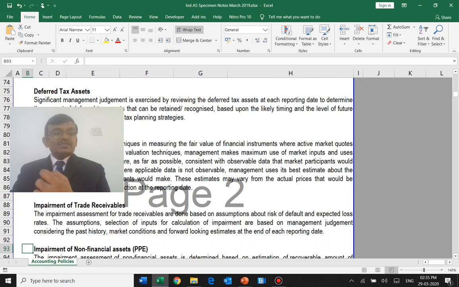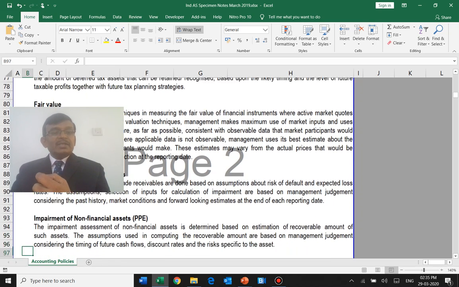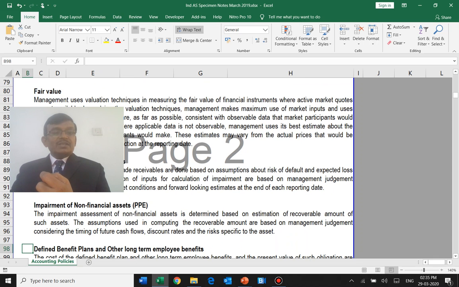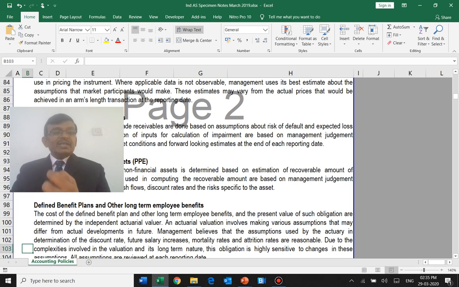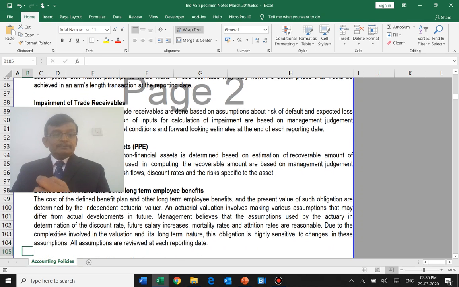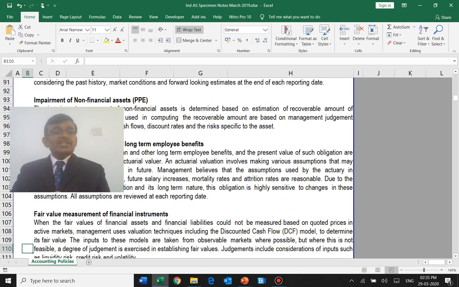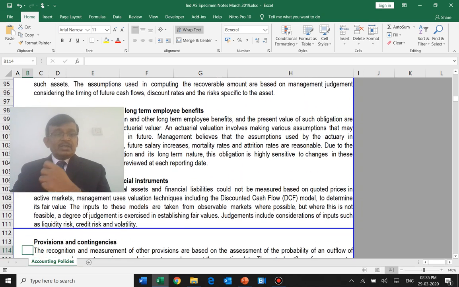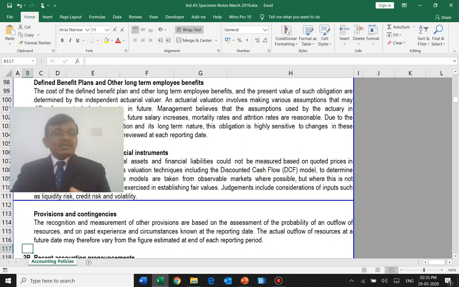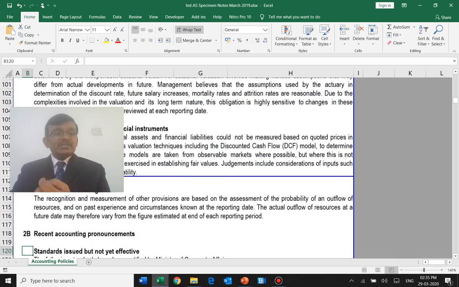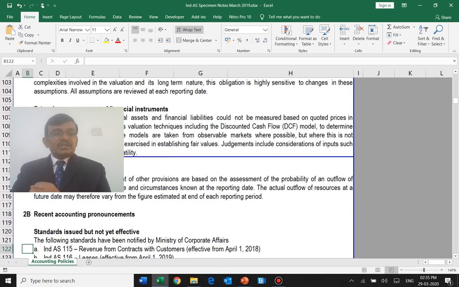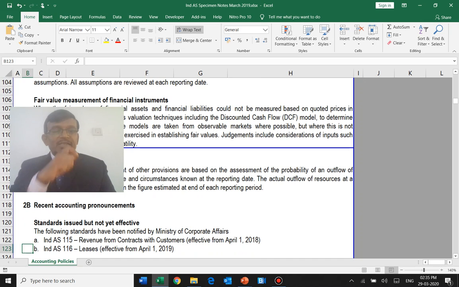what is the point at which the trade receivable is considered to be impaired; what is the impairment testing for non-financial assets like PPE; what are the defined benefit plans and other long-term employee benefits where the company makes some assumptions relating to the amount payable; what is the fair value measurement relating to financial instruments; and what are the assumptions made for provisions and contingencies, all those things. This I have actually not given as part of the slide.